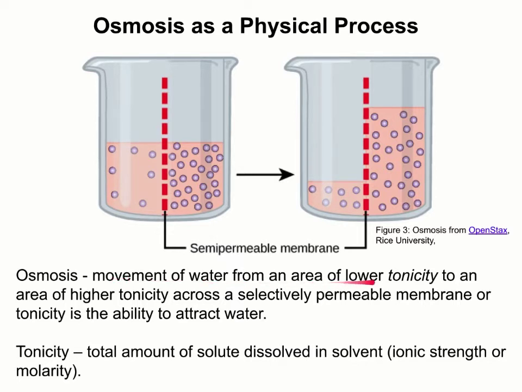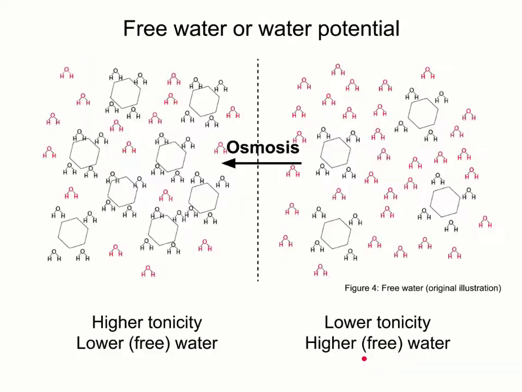Osmosis is the movement of water from an area of lower tonicity to an area of higher tonicity across a selectively permeable membrane. That's the same as saying that tonicity is the ability to attract water, and that's how some people define tonicity, but I think this is a more useful definition. Tonicity is the total amount of solute dissolved in solvent. It also goes by names like ionic strength or molarity.